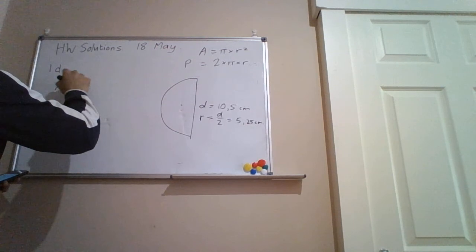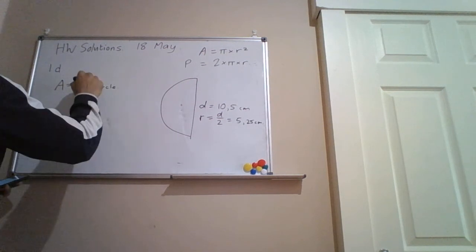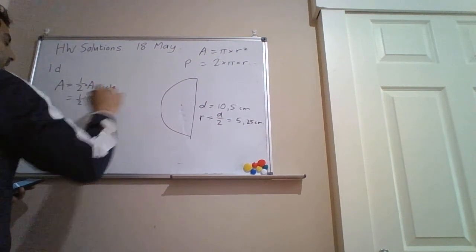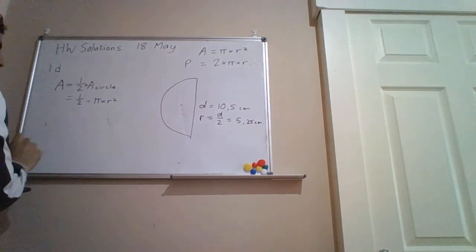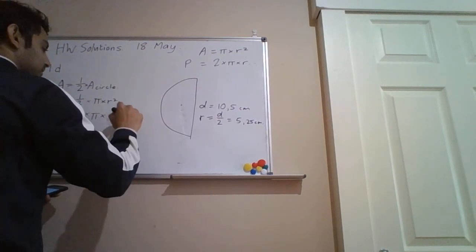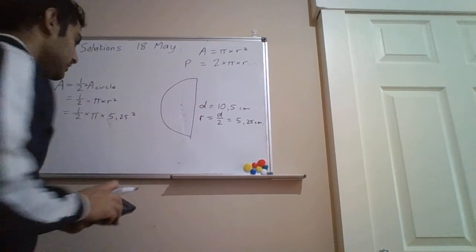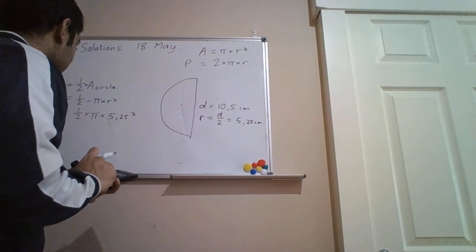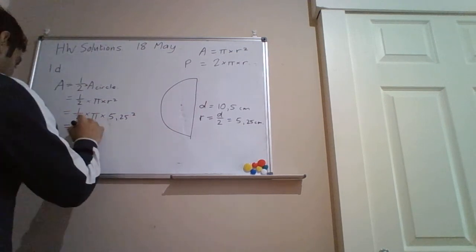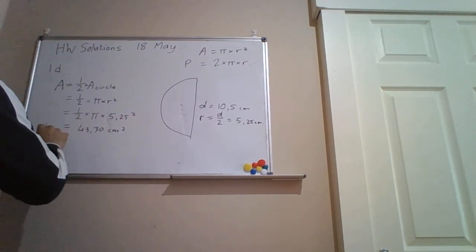Okay, so the area of this shape is going to be half the area of a full circle, and the area of the full circle is pi times r squared. So it's a half times the area of a full circle. So now I'm going to substitute the values. A half stays the same, and then we've got 5,25 squared. So generally I'll do this 5,25 squared first because of good old BODMAS. And I get 43,30 centimeters squared.